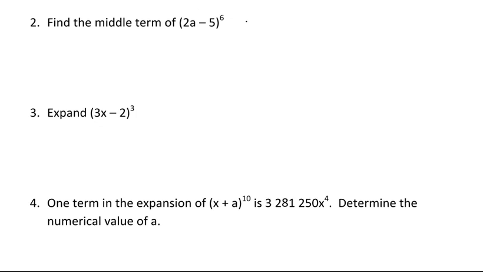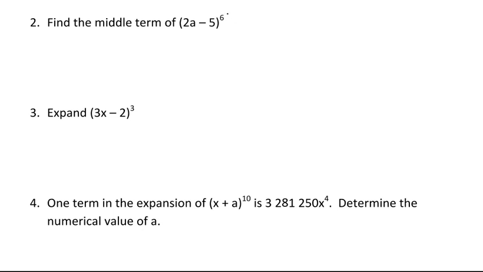It's time to do some level 2 examples. So in number 2, we're asked to find the middle term of this binomial expansion. The first thing I want us to figure out is which term number we're looking for. Remember that when we're looking at an exponent of 6, this does not mean that we have 6 terms in the expansion. Rather, this means we have 7 terms in the expansion.